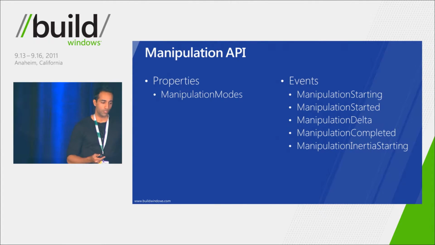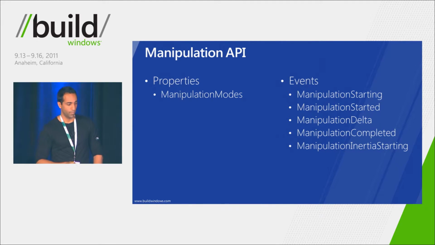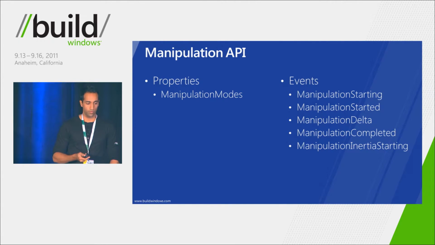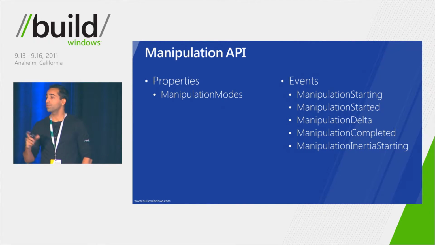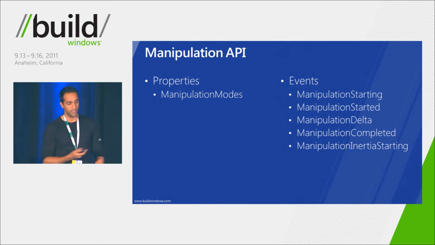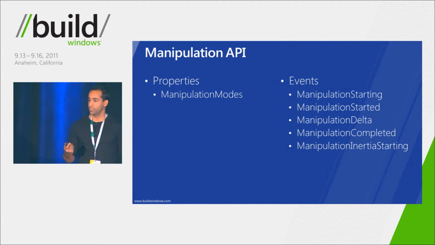Manipulation started occurs when we actually detect a manipulation is happening. So was it a scale? Was it a translate? Was it a rotate? As soon as we know something is happening, we raise that event. Manipulation delta is the same as in WPF and in Silverlight. We tell you what's changed. How are they scaling? How are they rotating? How much are they translating in the x or the y axis? Completed is pretty obvious. It's once you release your finger, you've completed the manipulation. And that's your chance to do any cleanup work if you need to.